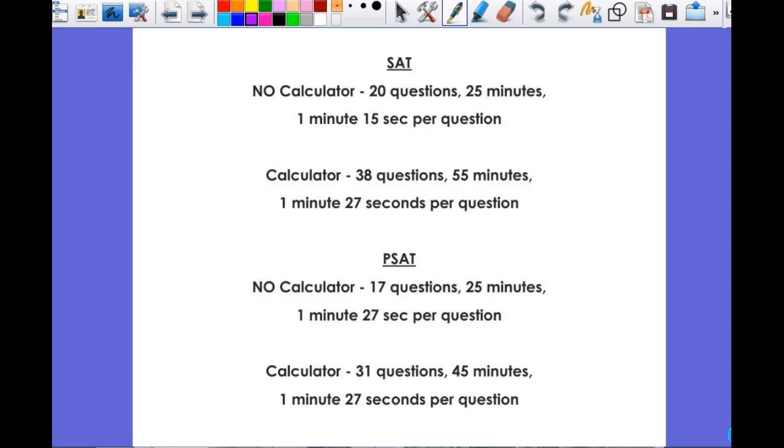All right, so I want to go over some test information and some strategies with you that you may or may not have heard before. Maybe some of it, probably not all of it, but some of you will be taking the SAT, some of you will be taking the PSAT. So this is about the math sections.